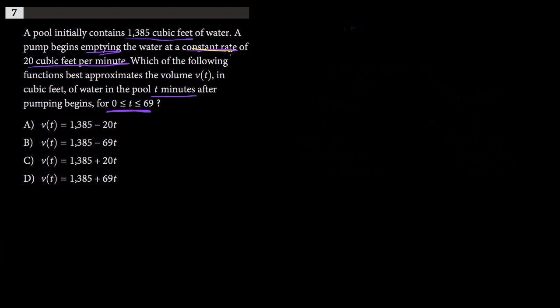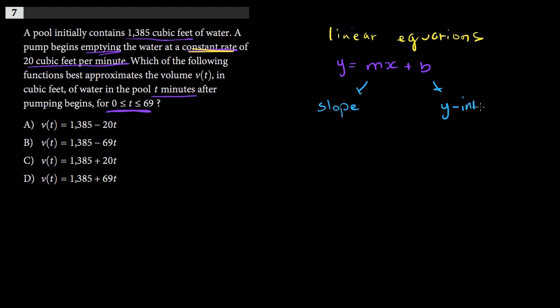Because of this word right here, constant rate, I'm led to assume that it is about linear equations. And we all know that linear equations are in the form y equals mx plus b, or c, depending on where you are in the world. And m is our slope, and b is our y-intercept.